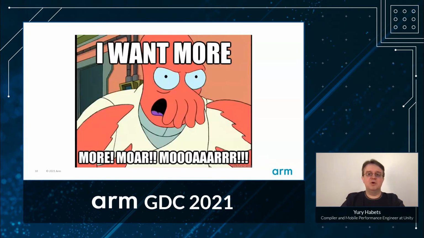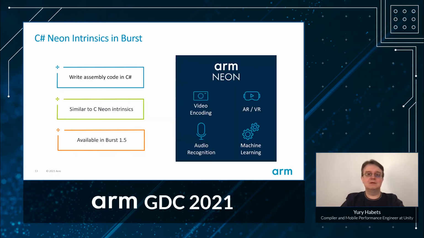The performance of bursted output code is enough to satisfy 99% of our users. However, if you are within the remaining 1% who are still unhappy with the results and want to squeeze every extra CPU cycle out of your code, then we have a solution for you, and it is C# Neon intrinsics.